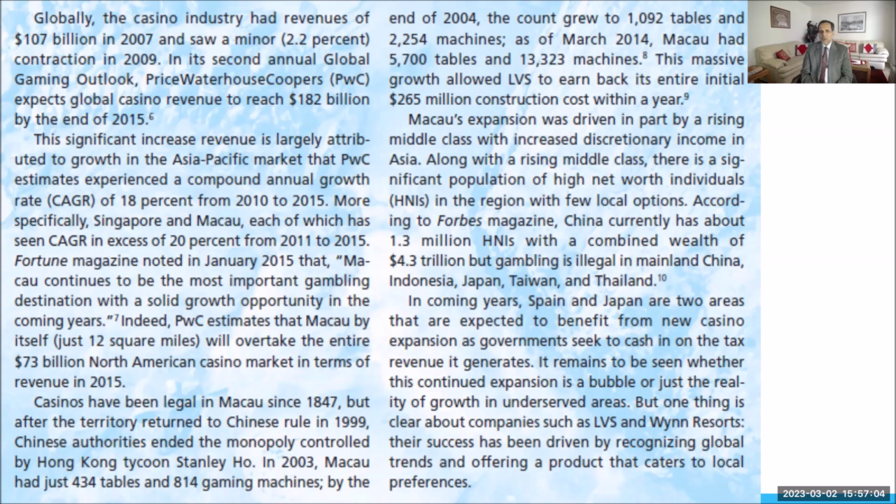It remains to be seen whether this continued expansion is a bubble or just the reality of growth in underserved areas. But one thing is clear about companies such as LVS and Wynn Resorts. Their success has been driven by recognizing global trends and offering a product that caters to local preferences. So watching the trends and taking advantage of them in real time is sometimes a survival necessity.